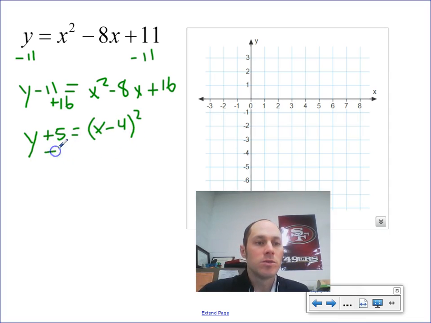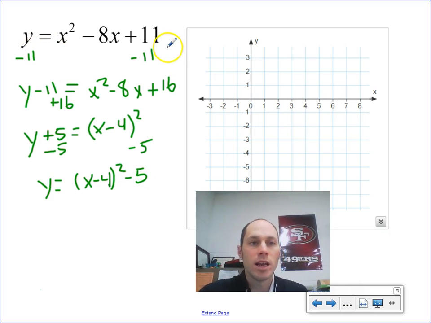And then all I have to do is bring this 5 back over. So subtract it, and I end up with y equals x minus 4 squared minus 5. Now it's in vertex form. If you prefer standard form, that's fine. Here's how to convert it to vertex form.